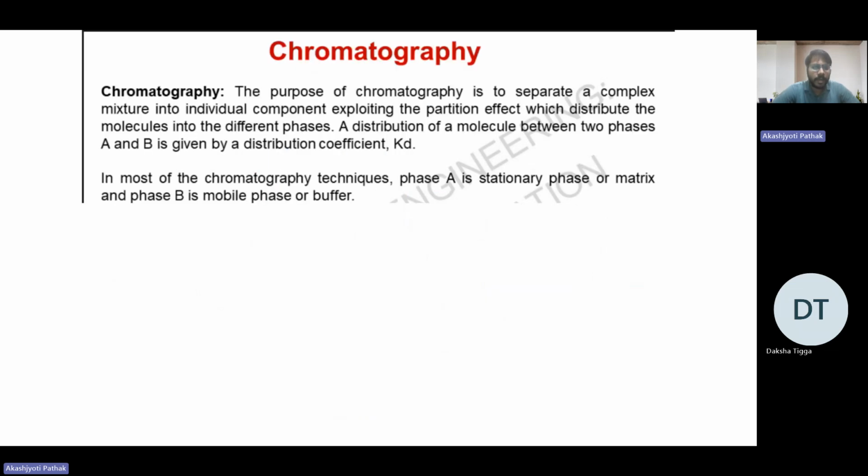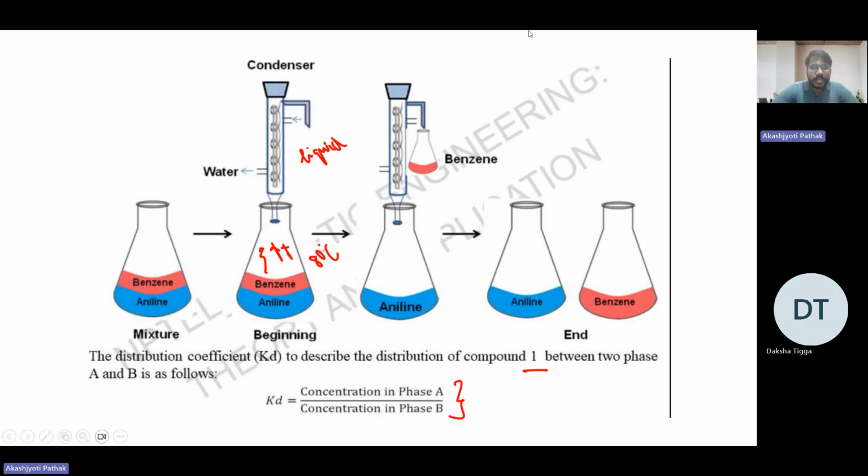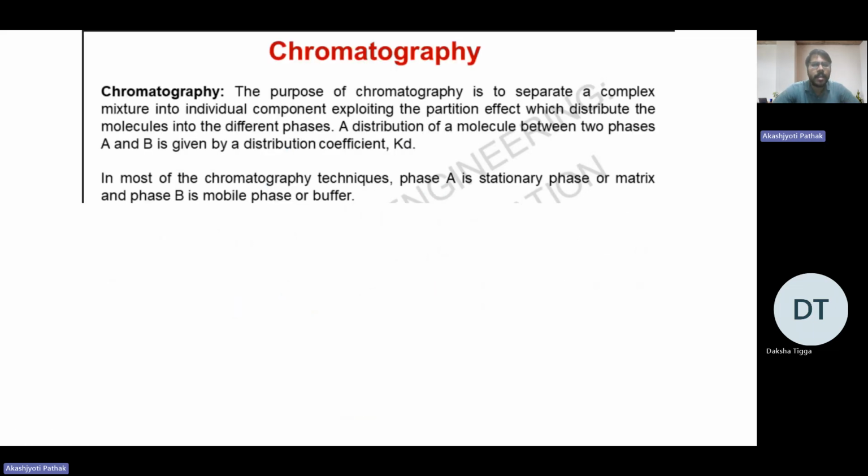Okay. Now, another technique that is done for biological molecules. So these are chemical compounds, isn't it? So for biological molecules, we'll go for chromatography techniques. So what is the meaning of chromatography? The purpose of chromatography is to separate a complex mixture into individual components, exploiting the partition coefficient.